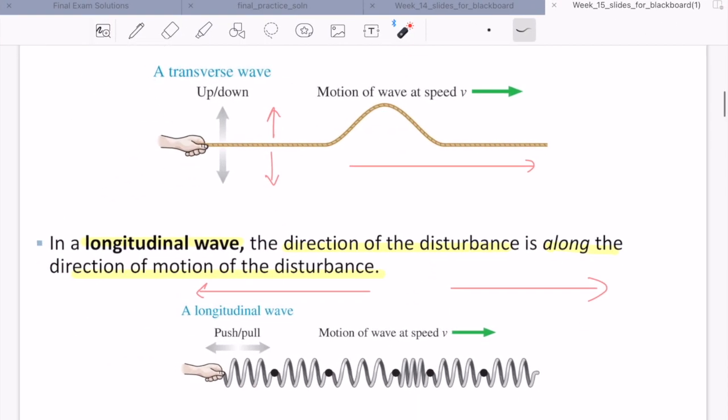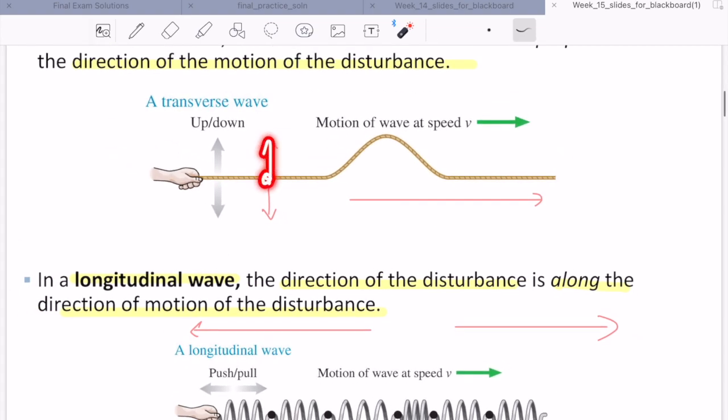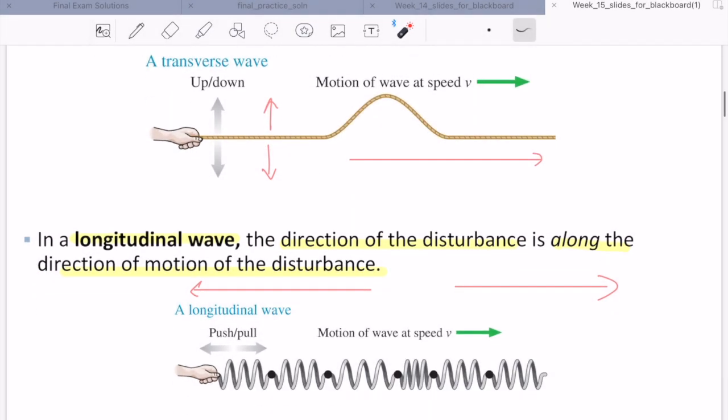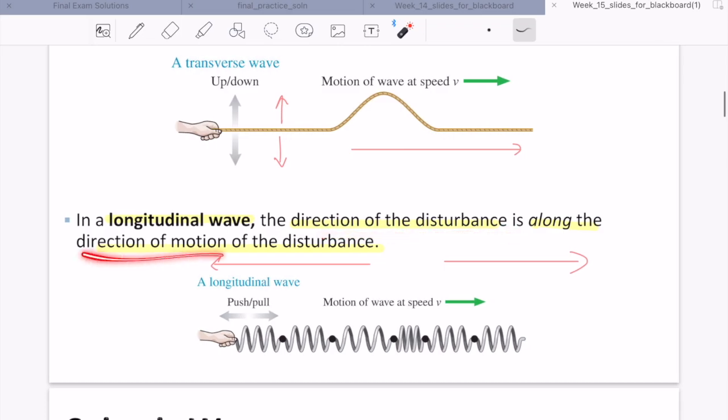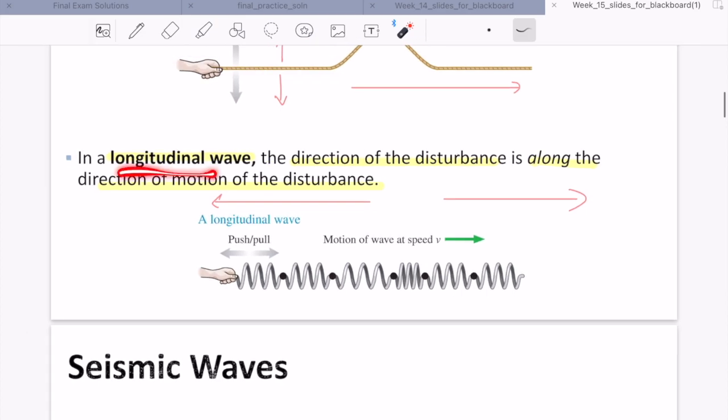Now, if you have a longitudinal wave, it's a little bit different because it's not the medium particles moving up and down anymore. It's that the direction of the disturbance is along the direction of motion. So if I have a spring, and I stretch that spring from the last chapter, the spring itself will just move left and right, and you see the waves moving left and right as well. And an example of a longitudinal wave would be sound waves.